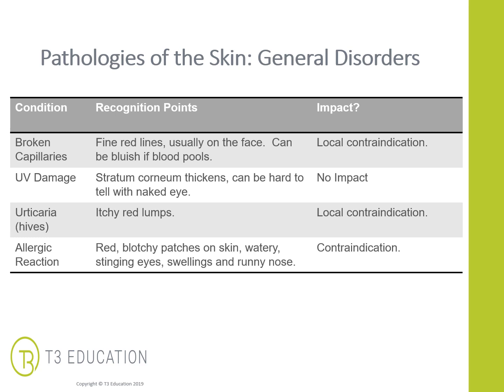UV damage, so this is where the stratum corneum thickens, so that horny cell layer, and it can be hard to tell with the naked eye. Again, if a client reports they have some UV damage, there's no impact to your massage. Hives, urticaria. These are itchy red lumps. These are a local contraindication. Generally, if something's red, there's inflammation, so avoid until it is gone.